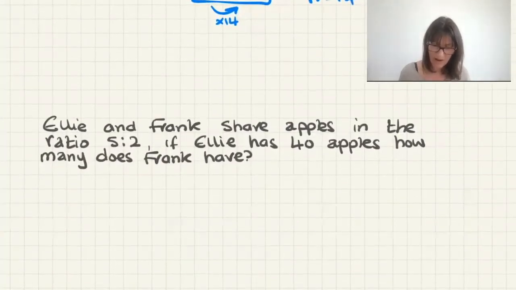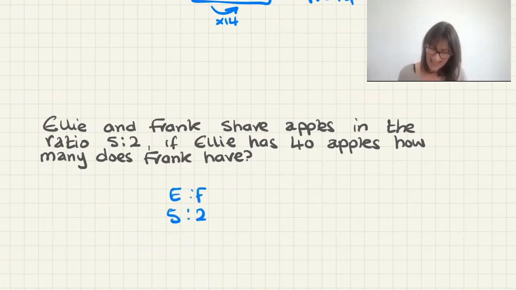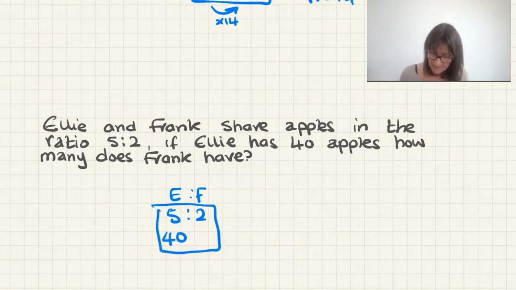So this was another one where it works with the ratio. So Ellie and Frank, okay, I've got Ellie and Frank. They share apples in the ratio 5 to 2. Ellie has 40. They're making it clear Ellie has 40. So 40 goes into Ellie's column. And there it is. There's my box. And it even has a label. So that's how the labels appear in the method boxes and labels.